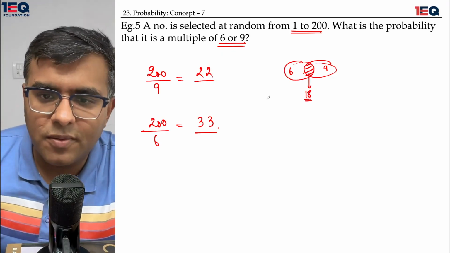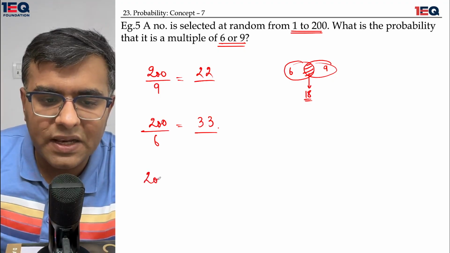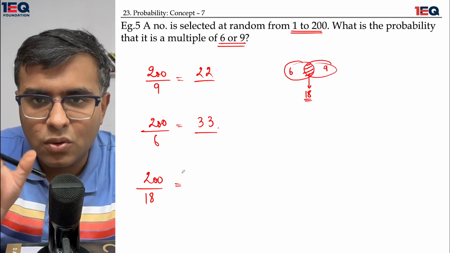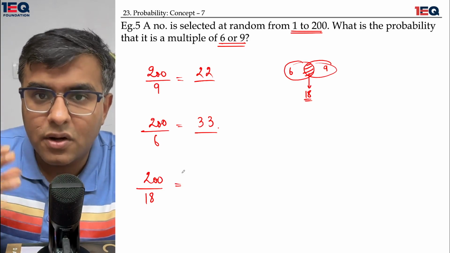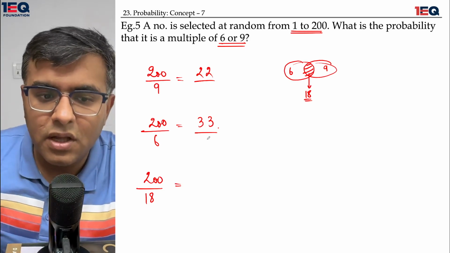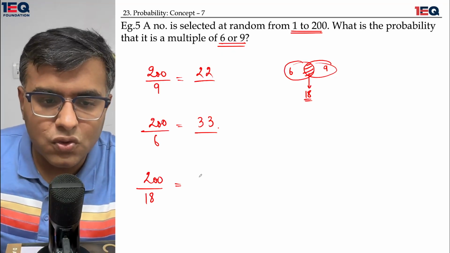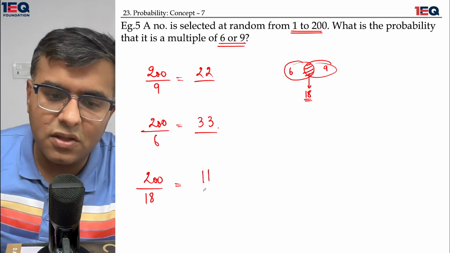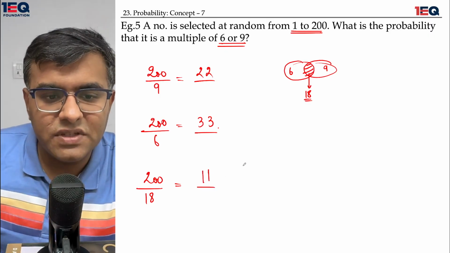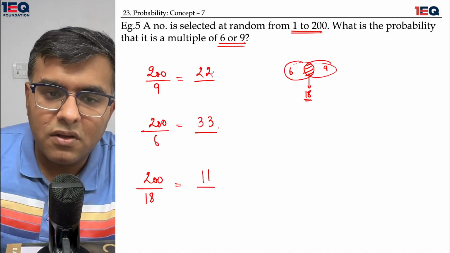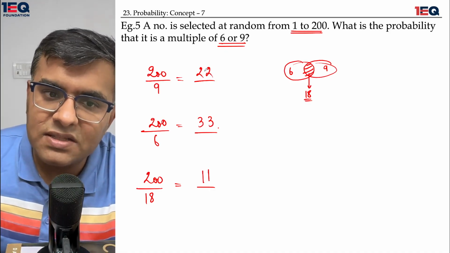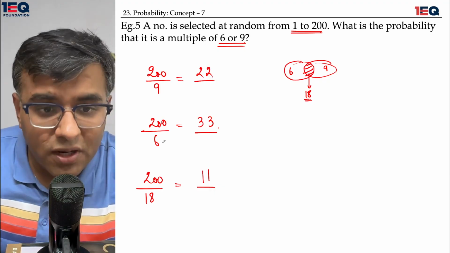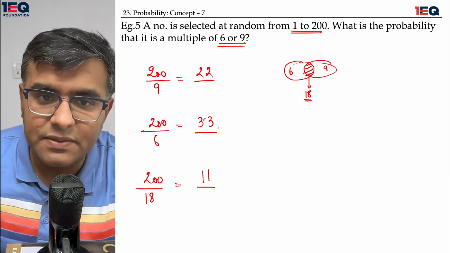So to avoid the problem, I should quickly check the count of the numbers under 200 which are divisible by 18. So 18 ones are 18, I'm left with 2, then another one. So there are 11 numbers which are divisible by 18. When I'm talking about 9, it also has those numbers which are divisible by 18. When I'm talking about 6, it also has the numbers which are divisible by 18.